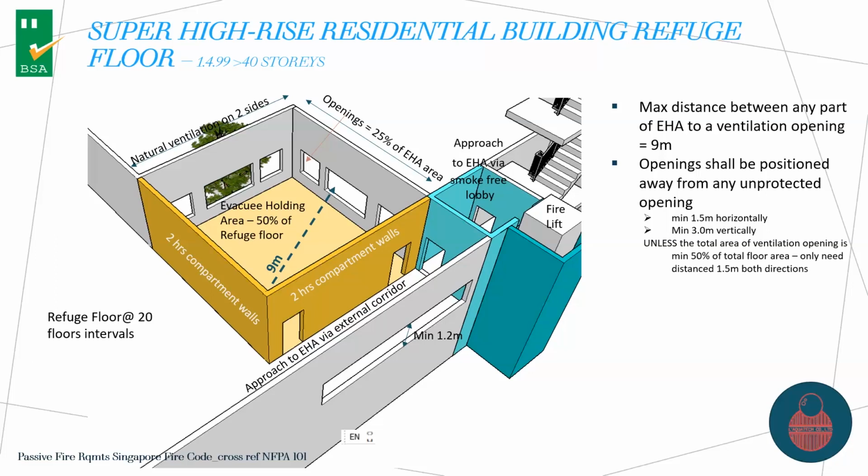And this evacuee holding area must have natural ventilation with openings of 25% of the area. It must have direct approach to an external corridor. It must have access to a smoke-free lobby. It must have access to a fireman lift. So these are some requirements in the fire code for super high-rise buildings.